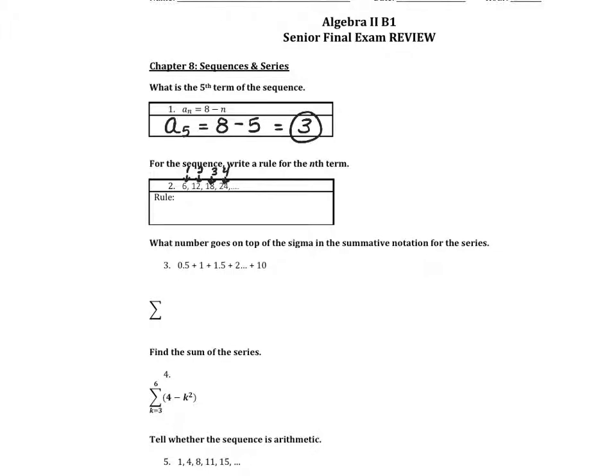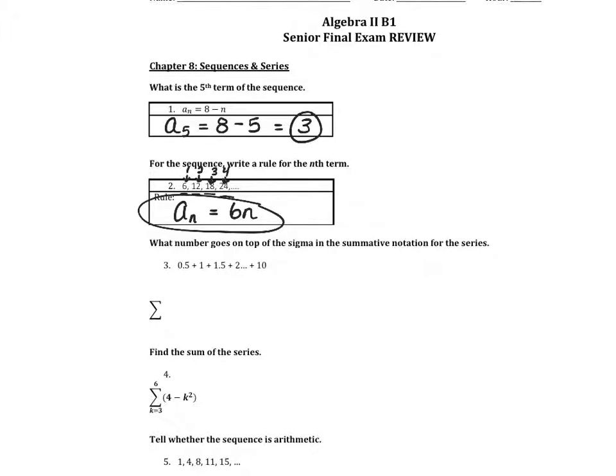So 1 times 6 gives you 6. 2 times 6 gives you 12. 3 times 6, 18. So when you want to write this as a rule, you have to remember you're multiplying, you're not adding. So your rule would be a sub n is equal to 6n. You can plug in, for example, a 4. 4 times 6 is going to give you 24. So that is your rule for that sequence.